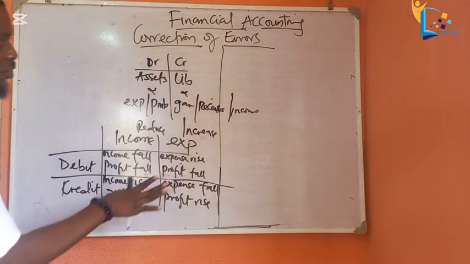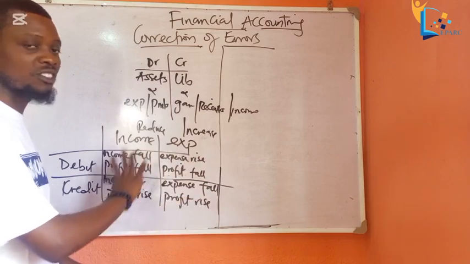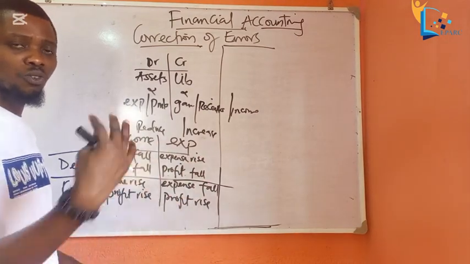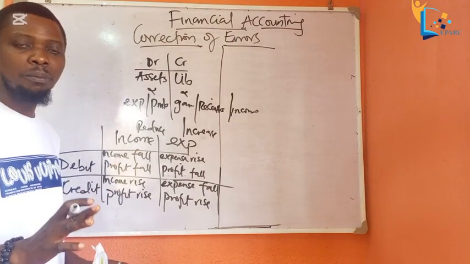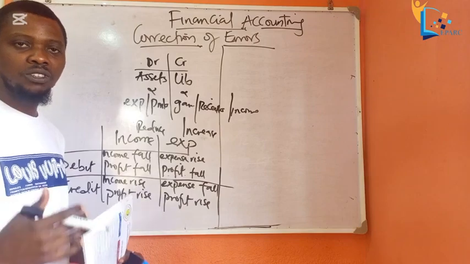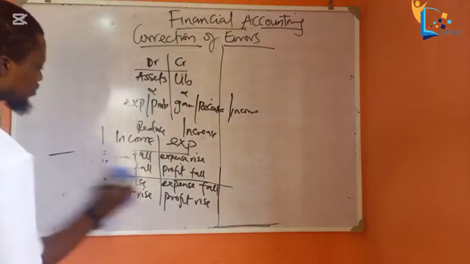So this is just an analogy. After the final account has been drawn up, this is what will affect profit. Definitely it will affect profit because your final account has been drawn up. Are we together? So we're going to solve a practical question now. We may not finish it in this class, but I need you to pay close attention, okay? All right.